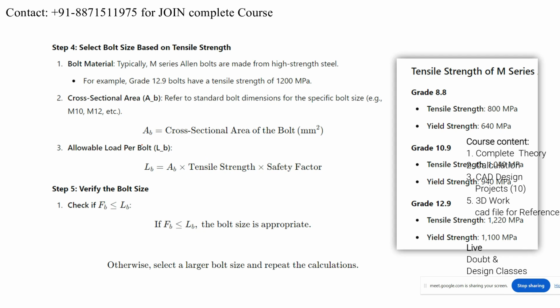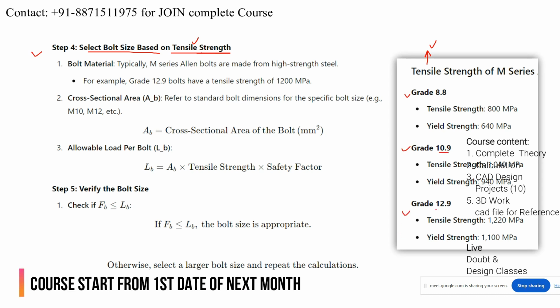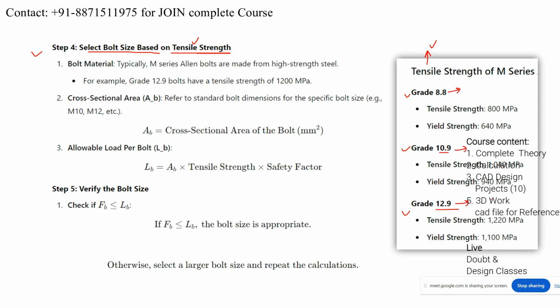Now come to the selection. What is step 4? Select the bolt size based on the tensile strength. If I am talking about the tensile strength, basically I am talking about the material. In the market there are bolts available in grade 8.8, grade 10.9, and grade 12.9. So what is this number? It is showing the strength of the bolt, right?